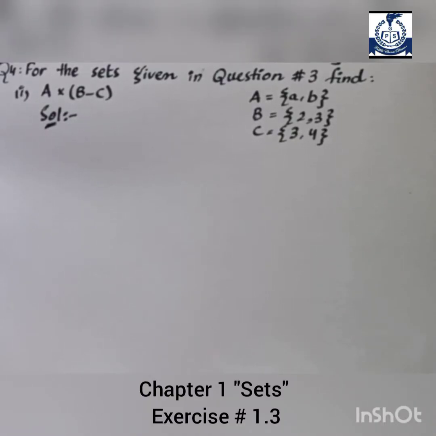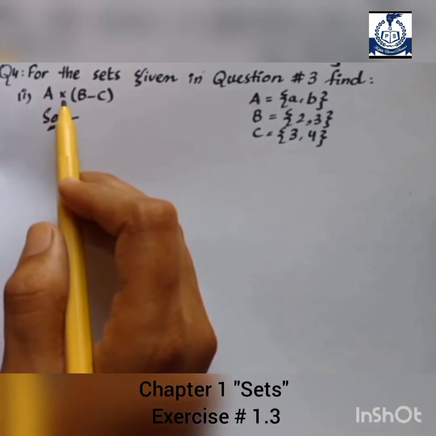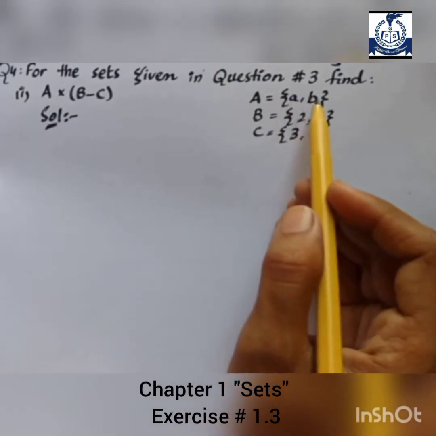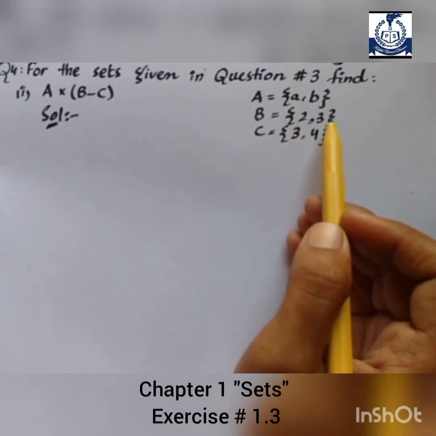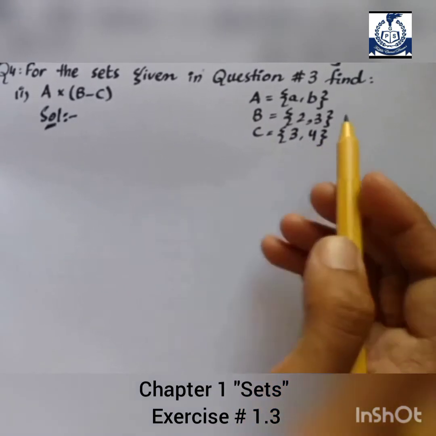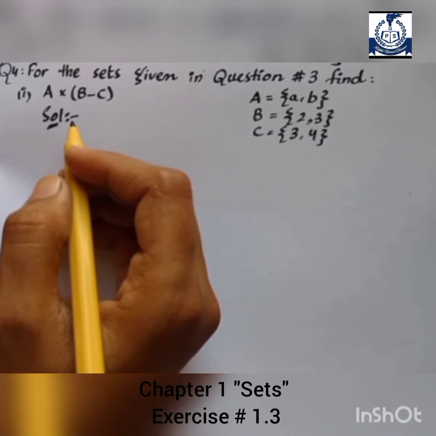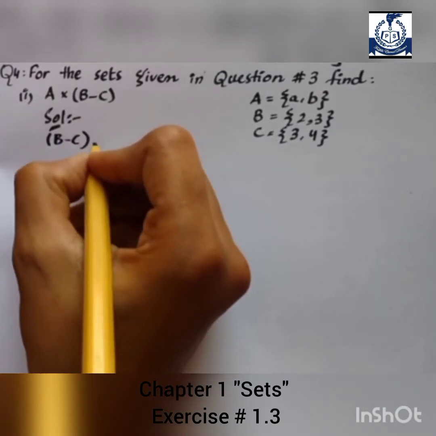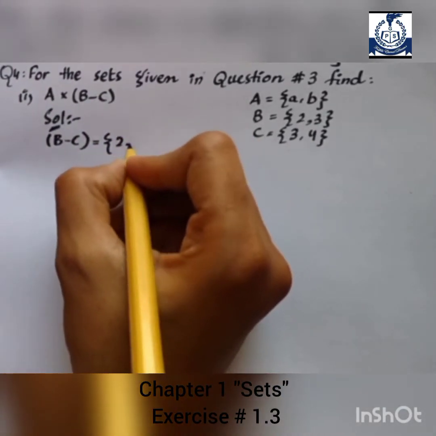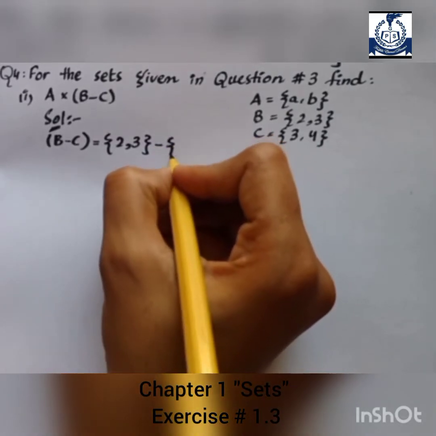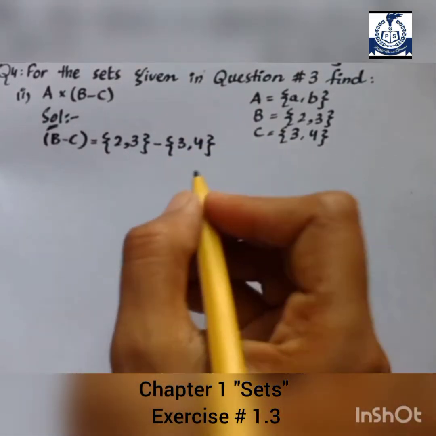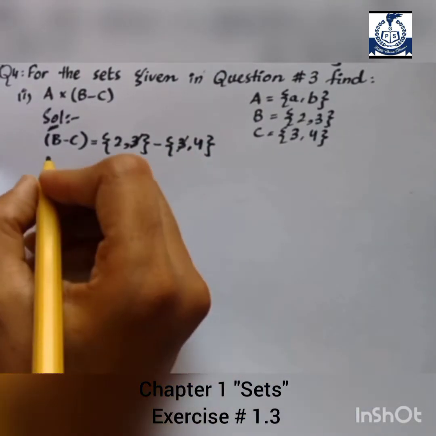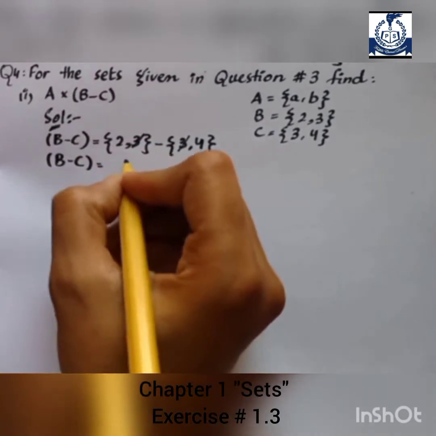Question number 4. For the sets given in question number 3, find part number 1, A Cartesian product B minus C. So in question number 3, with the same values given for A, B, C, we solve question number 4. First we find B minus C, then we find the Cartesian product. B minus C is equal to, in a place of B we write 2 comma 3, minus sign. In a place of C we write 3 comma 4. So minus sign we have, so subtract, we cancel out the same element and the remaining is only 2.